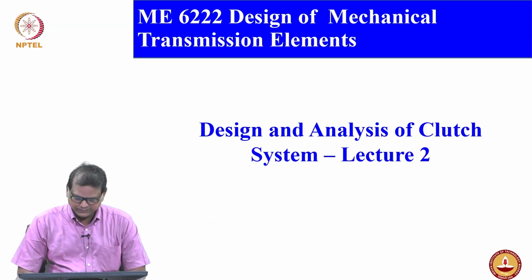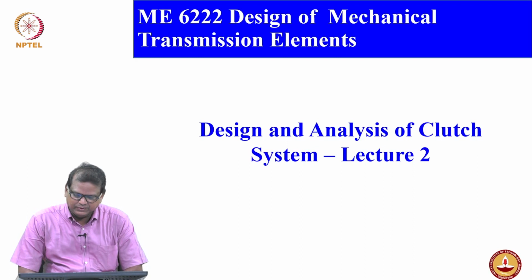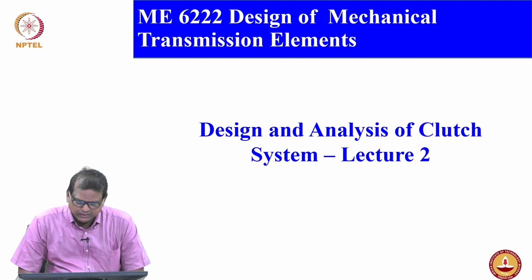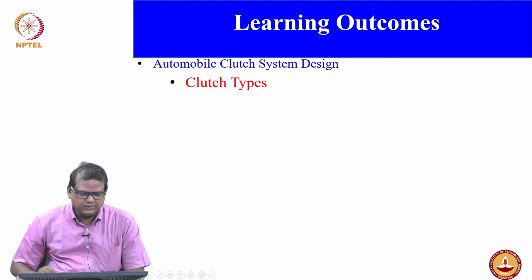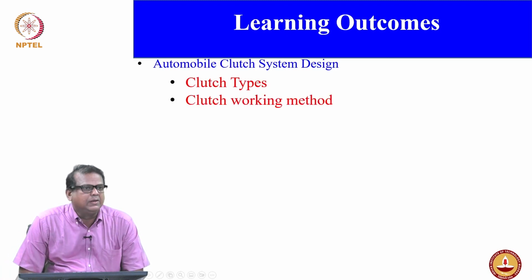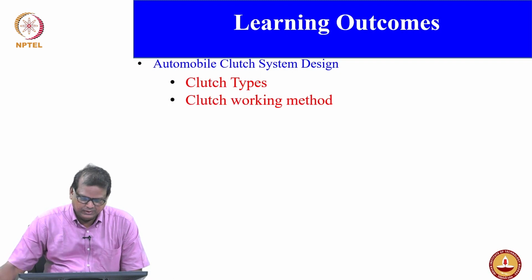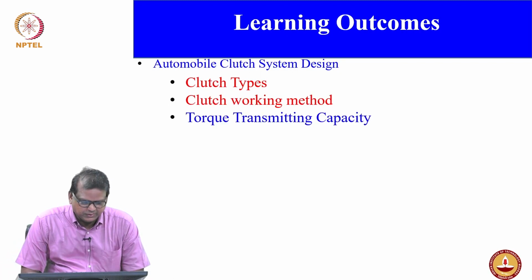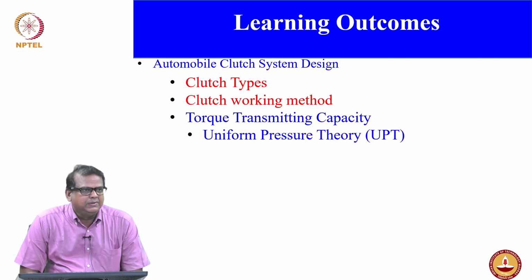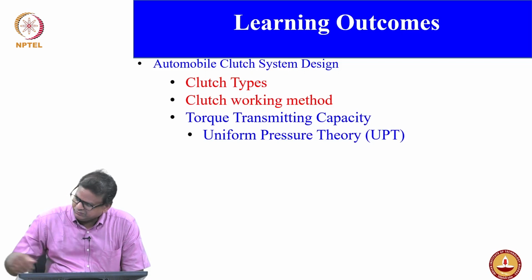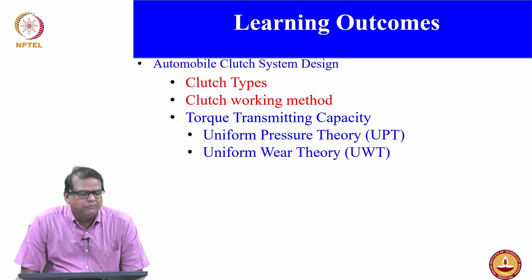Good morning. So, we will continue with the clutch design. Yesterday, we discussed the basic things, clutch types and also the working method of clutch. Today, we are going to learn about the torque transmitting capacity, how much torque is transmitted when the clutch is engaged, during the engagement. Within that, we will discuss the uniform pressure theory, using that what would be the torque, and also the uniform wear theory.